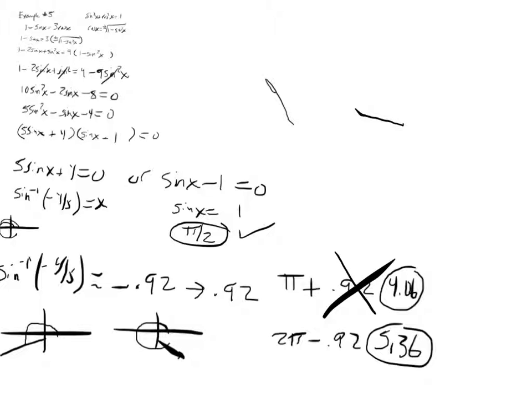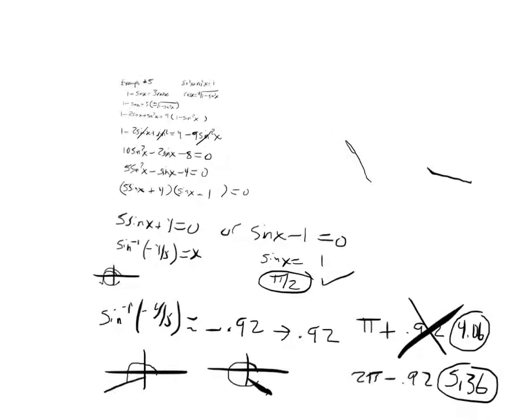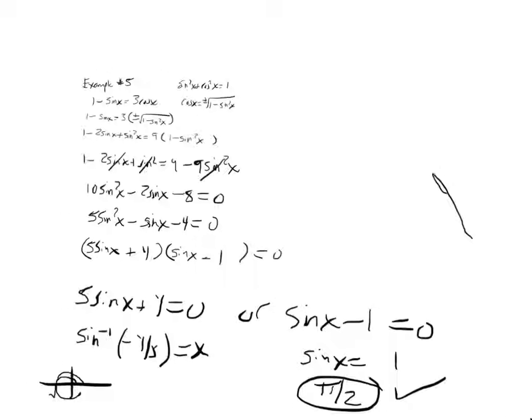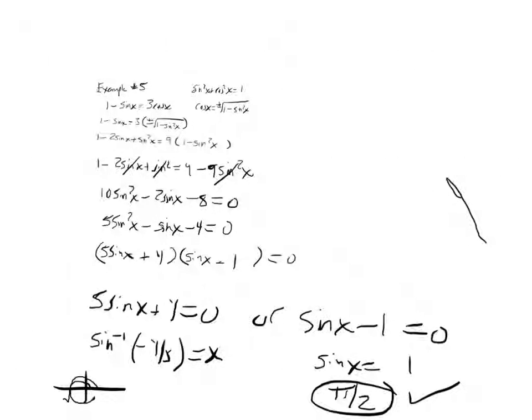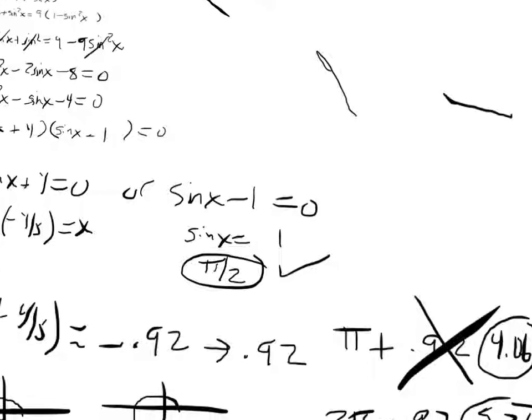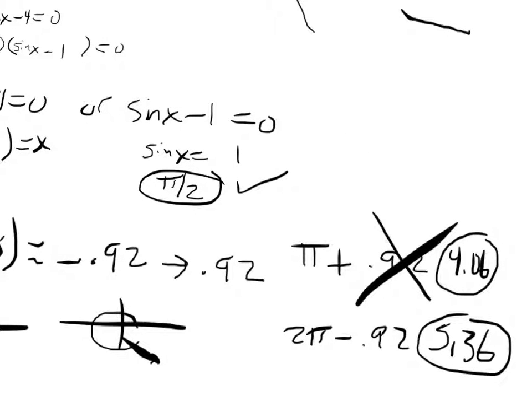How about a fourth quadrant angle? In our original equation, for a fourth quadrant angle, sine is negative, so 1 minus a negative number is going to be a positive number. Cosine in the fourth quadrant is positive. Can a positive equal a positive? Yes, indeed. So for our fourth quadrant angle, that looks good.